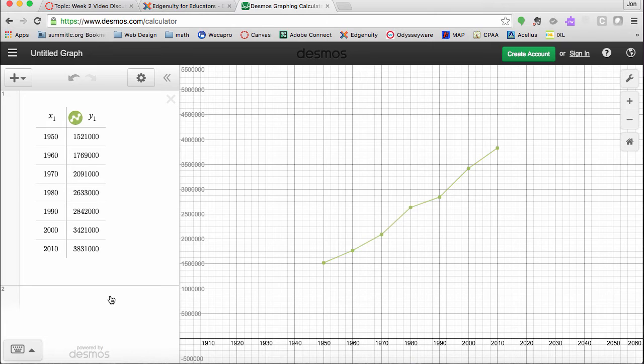So a linear function, let's start with a line first. A linear function is y equals mx plus b. All linear functions can fit in that form.